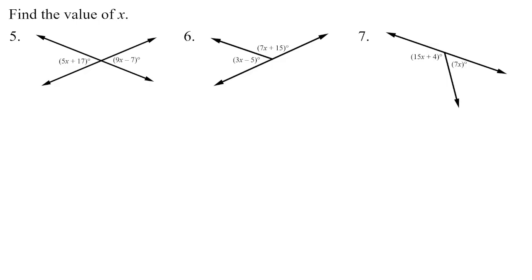So now let's say you are to find the value of x. We have one angle being 5x plus 17, the other angle being 9x minus 7. They are vertical angles. They are congruent, meaning their measures are equal. Therefore, 5x plus 17 equals 9x minus 7.